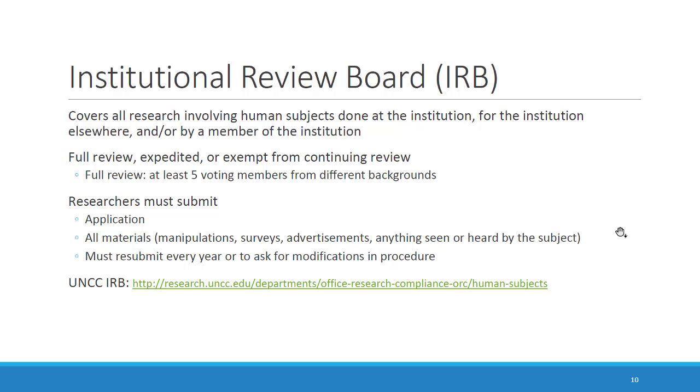Researchers must submit an application, and all their materials like manipulations, surveys, advertisements, basically anything that could be seen or heard by the participant or the subject or potential participants that they're recruiting. Researchers must submit to the IRB every year, and anytime they make a change to their study, they have to ask for modifications to that study.